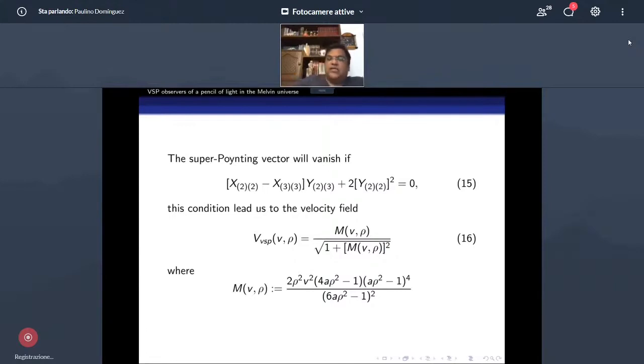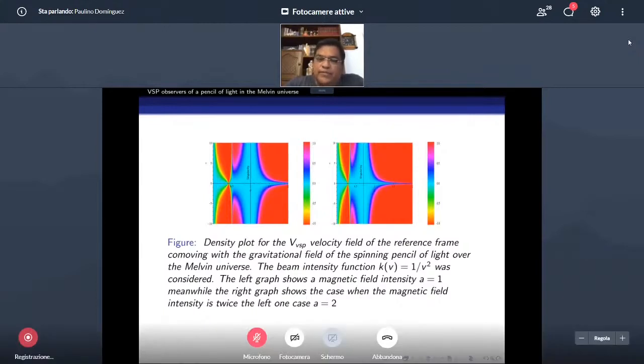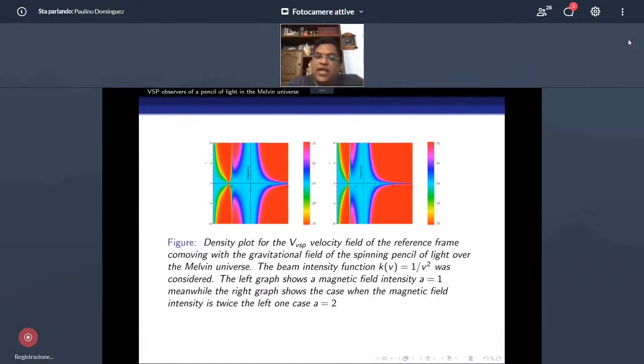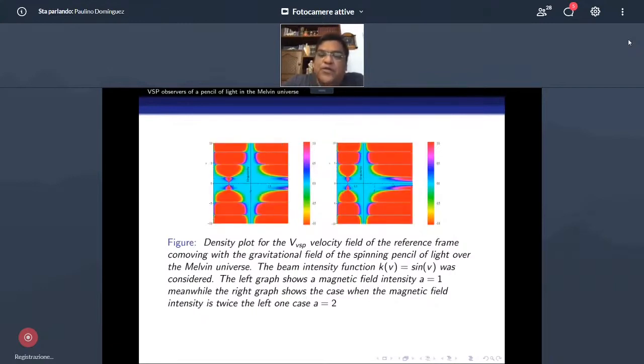So if we plot this function, we obtain this for the intensity k, 1 divided by b squared. Note here that we have a light blue region near the physical singularity, meaning that the gravitational field is lowering down to zero near this region. So the next plot, we have this result for a light pulse, and finally for a periodic function, sine, we have this. All these plots have the same or similar results, having a reduction to zero near the physical singularity.